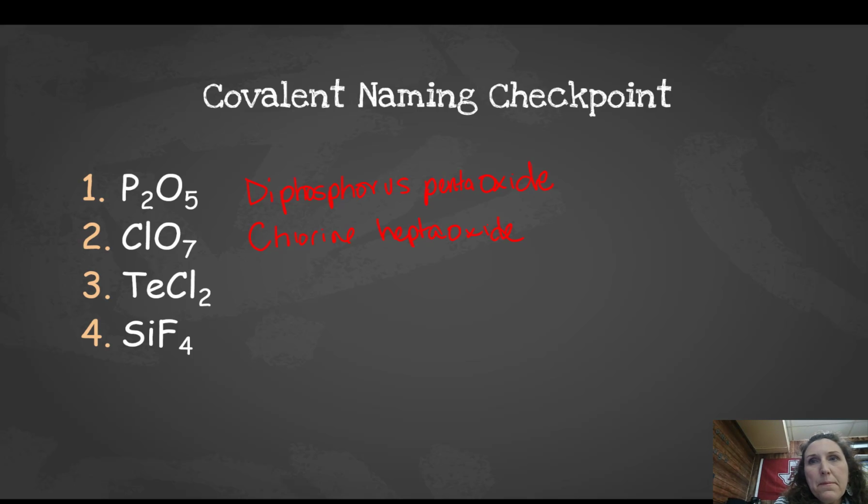All right, tellurium. I can go ahead and write that with a capital T because there's no subscript here. And it's chloride, and because there's 2, this is dichloride. So tellurium dichloride. All right, silicon. Nothing here, so I don't have to worry about that. This is fluoride, and there's 4. And 4 is tetra, so tetrafluoride.